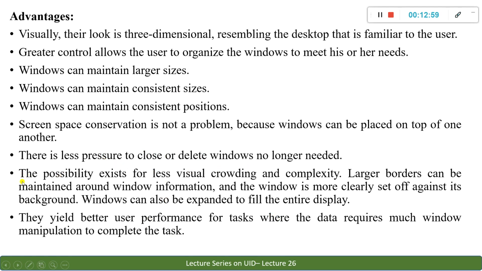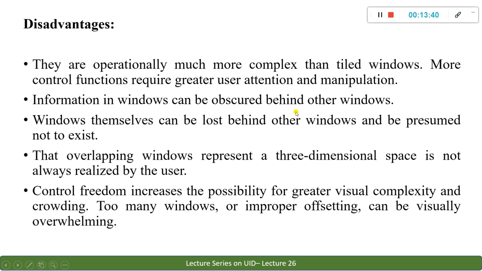Okay. Next is that the possibility exists for less visual crowding and complexity. So you can have large borders or anything. There will be no visual crowding because you are overlapping that window. Okay, they yield better user performance for the tasks where the data requires much window manipulation to complete the task. So if you are creating a software wherein the user might have to switch from one window to other window, then you as a designer should make use of overlapping windows.